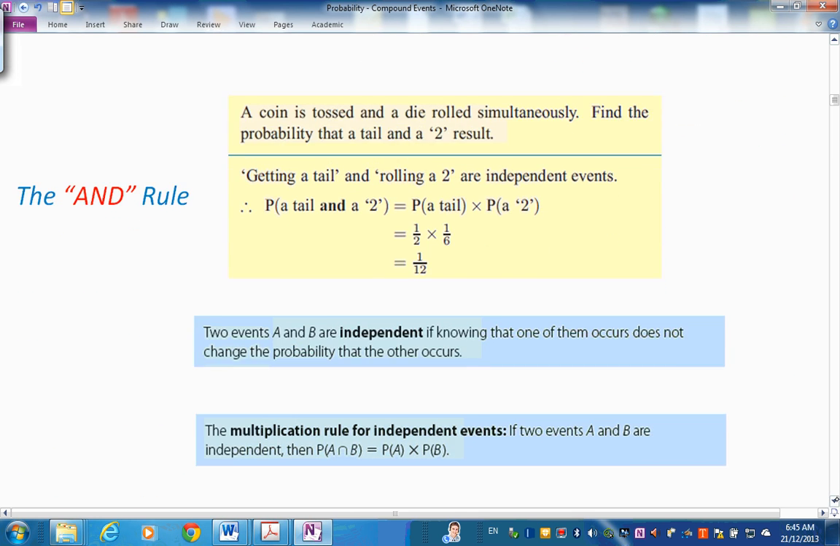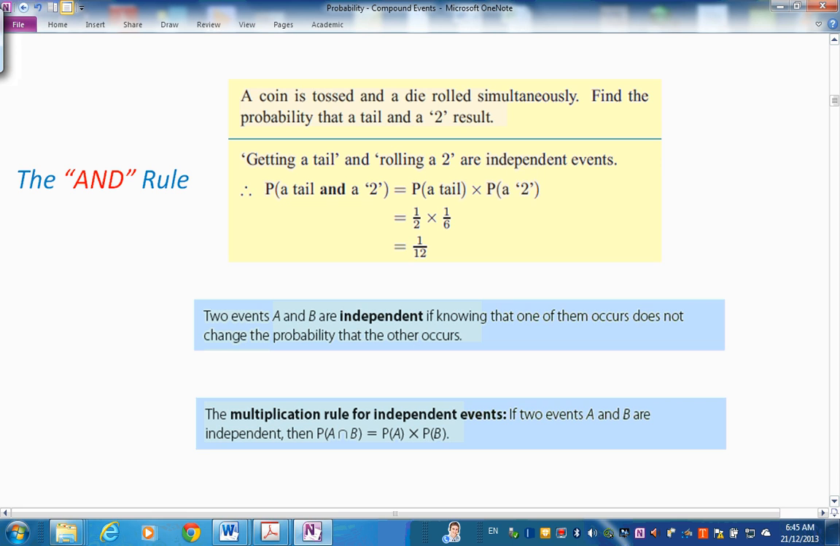Well, let's have a look now at the AND rule. We want two things to both occur. That's the intersection, isn't it? A coin is tossed and a die is rolled simultaneously. This has come from Hayes and Harris, a little example from their textbook. Find the probability of a tail and a 2 result.